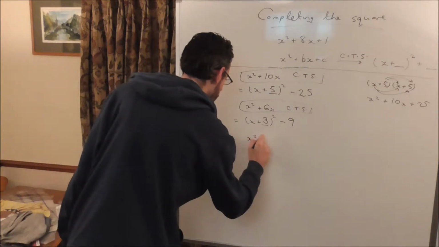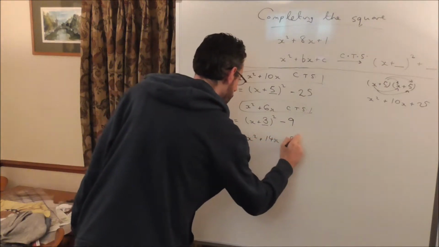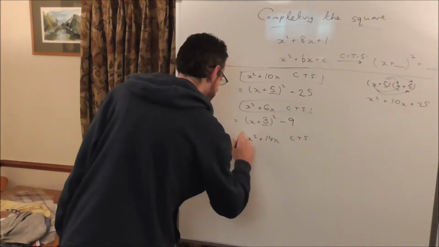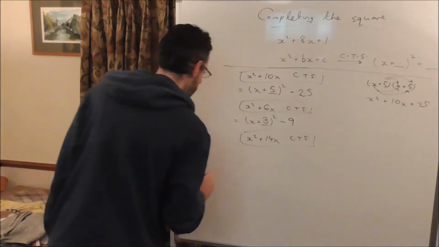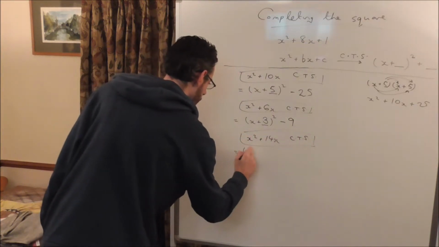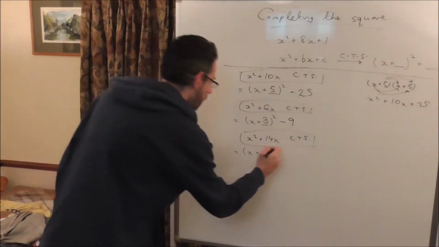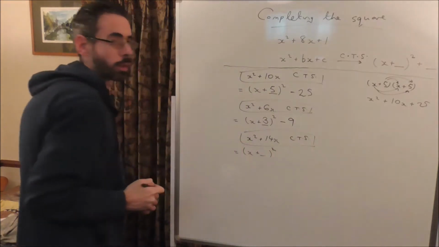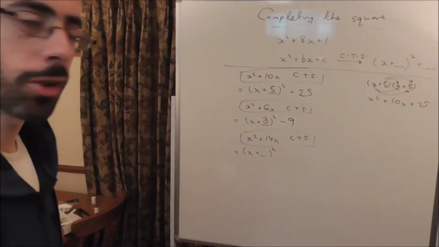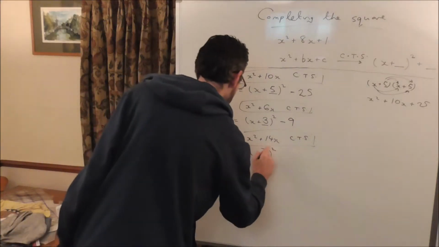So x squared plus 14x. Let's complete the square. So in other words, writing it as x plus something squared. So, what number is going to go in the bracket? Well, half of 14 is 7. So it's going to be x plus 7 squared.